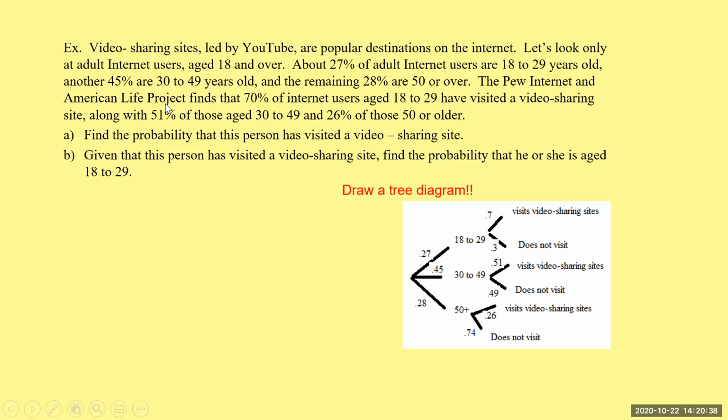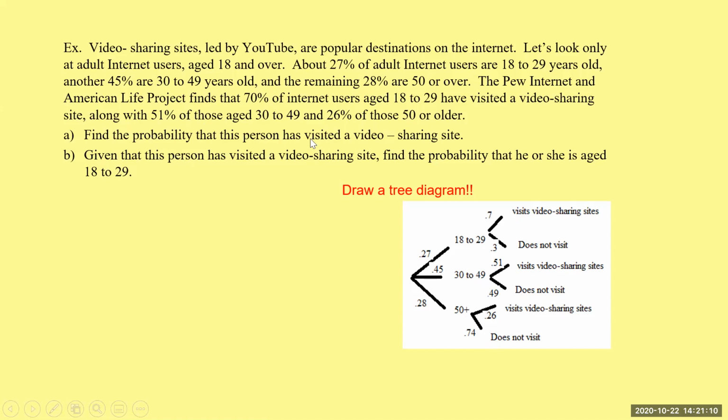Okay, next it tells us how many have visited. It said from the 18 to 29, 70% have visited, which means if we subtract that from 100, 0.3 have not. From the 30 to 49 group, 51% have visited. Subtract from 1, 49% have not. And from the 50 plus, 26% have visited and 74% have not. Okay, so if you have one part of the tree, subtract from 1. Now that we have our tree, we should be able to easily answer our questions.